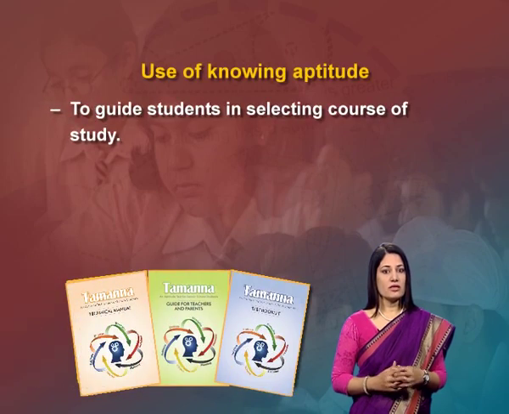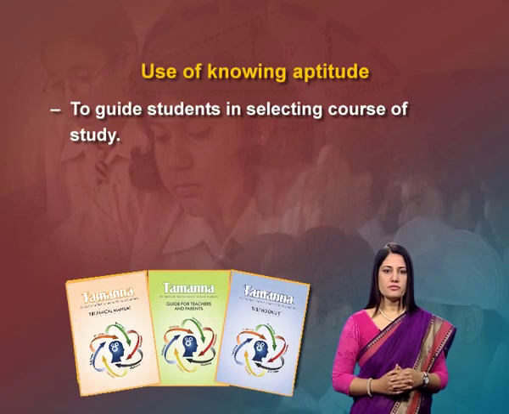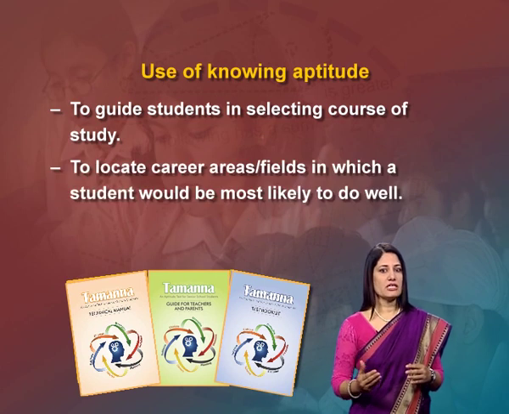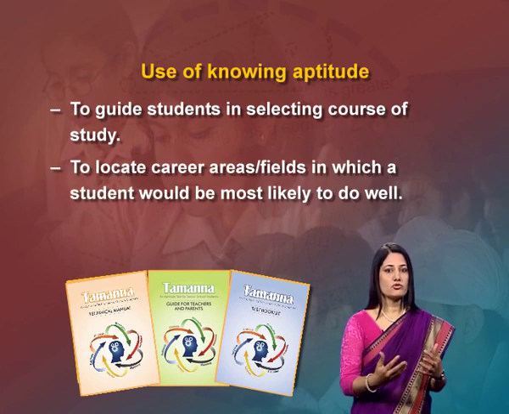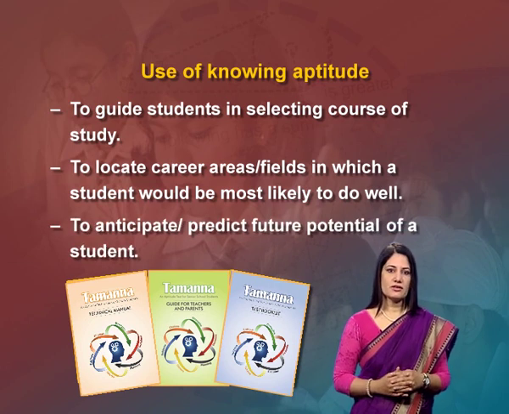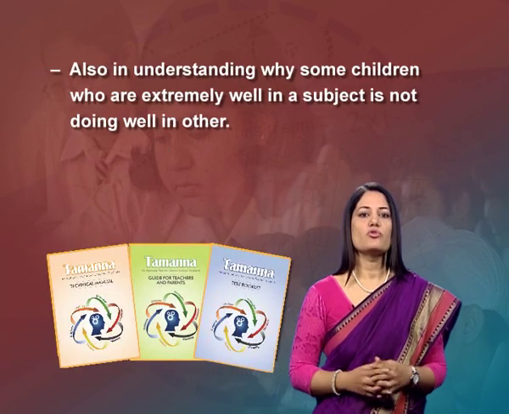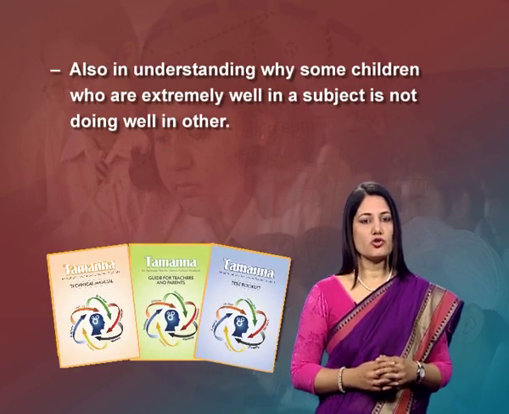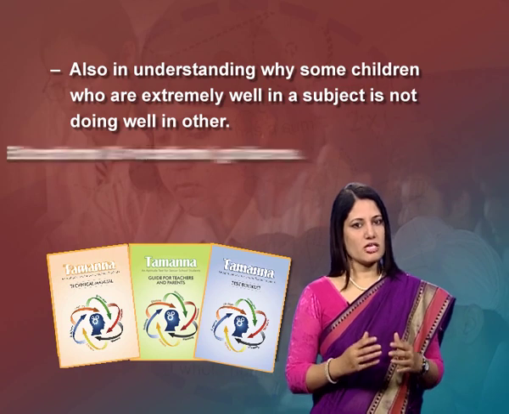Let us now understand how knowledge of a student's aptitude helps in different areas and decisions. It helps to guide students in selecting a course of study, to locate career areas or fields in which a student would be most likely to do well, to anticipate or predict the future potential of a student, and also in understanding why some children who do extremely well in one subject are not doing well in another, as well as in educational and vocational guidance. Now, let us see what this aptitude test, Tamanna, is all about.